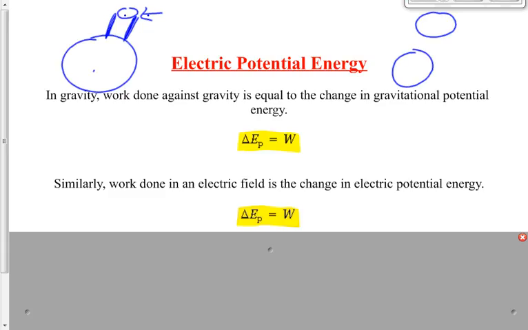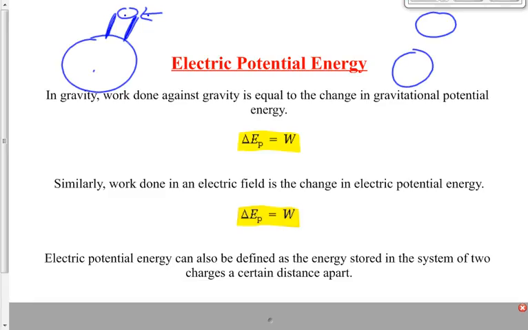Rather, this time, we're going to say it's the energy stored in the system of two charges a certain distance apart, which is really much like the gravitational energy definition, just not the definition that we usually use. The approximation that we usually use is the energy stored in the board marker a certain distance above the surface of the Earth. But the real definition is the energy stored in the board marker and the Earth a certain distance apart.